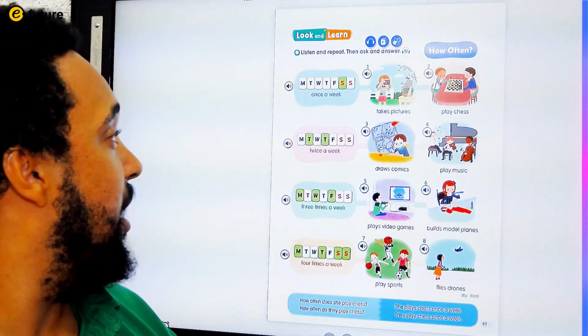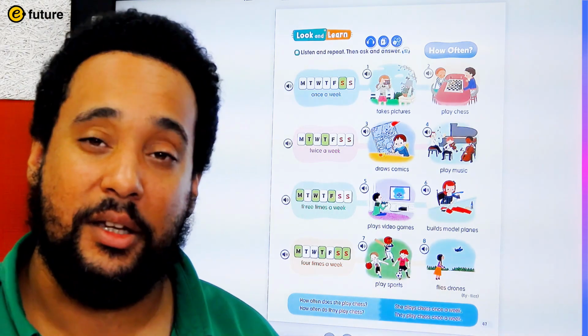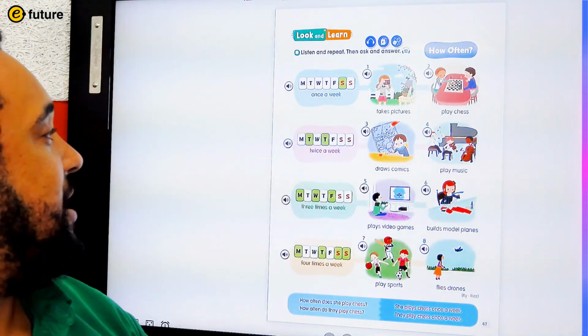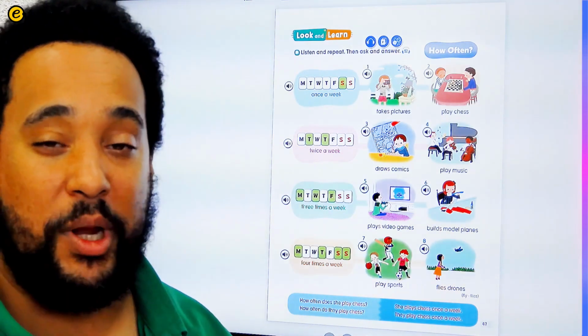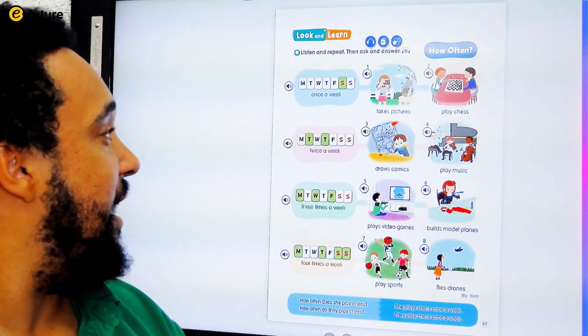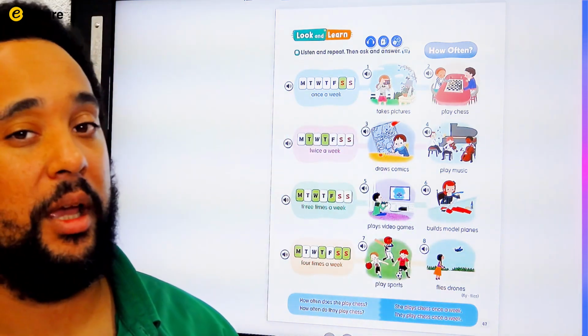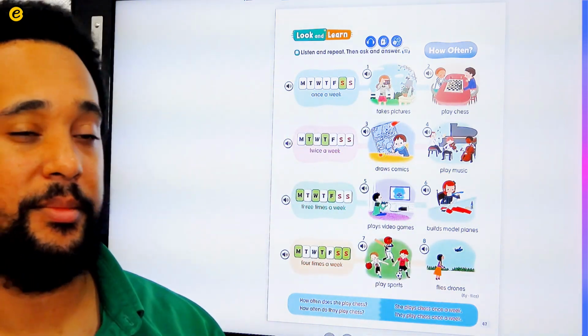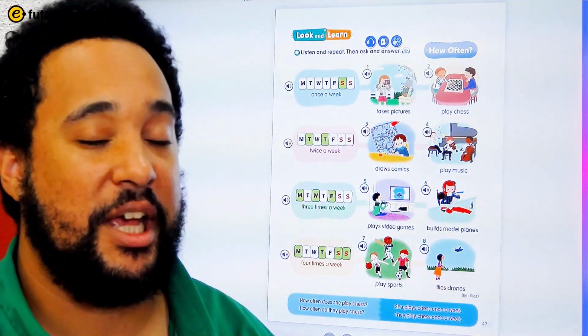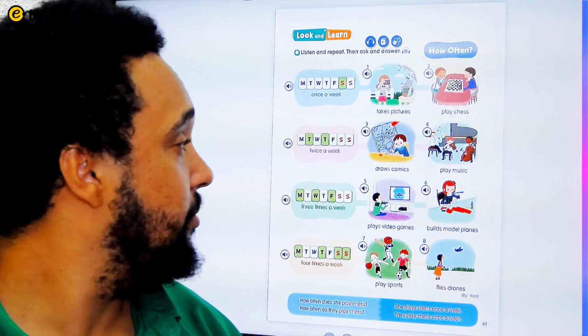One is green. So, how often do you play chess? I play chess one time a week. Now, we don't say one time a week. We say once a week. So, if you play chess on Saturday, you play chess once a week.